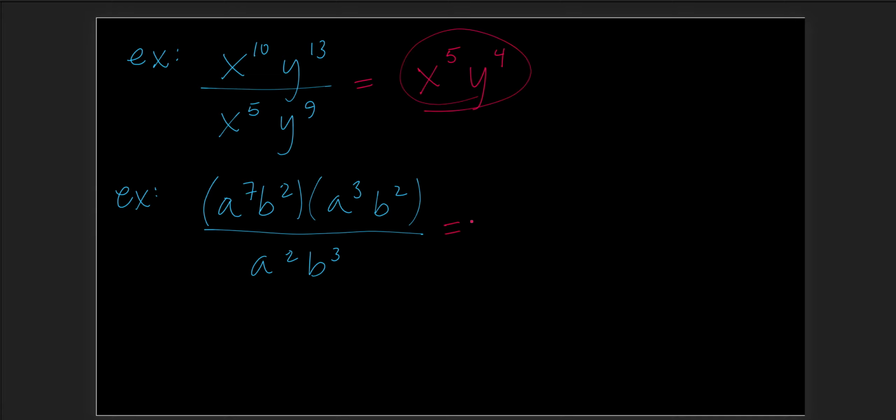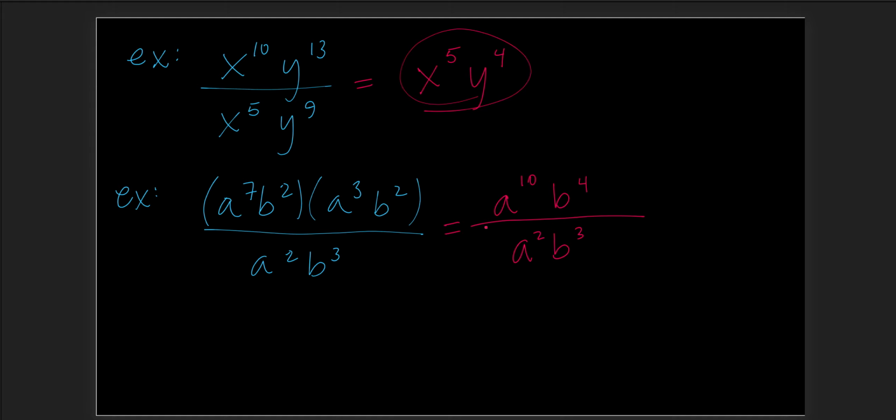For this problem, I'll go ahead and write a squared b to the third in the bottom, because we'll evaluate the top. So there's all multiplication going on between these things here. We really don't need parentheses. So with the a's, we have a to the 7th, a to the 3rd. We add those exponents. That makes a to the 10th. And for the b's, we have 2's as the exponent. 2 plus 2 is 4.